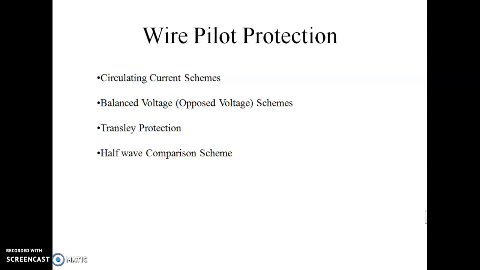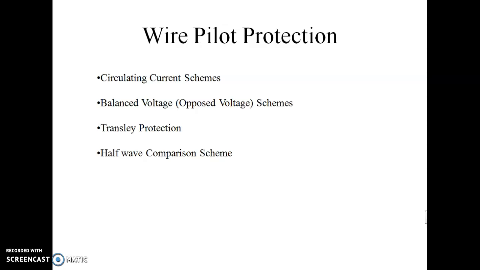For most considerations, it is used for around 15 to 30 kilometers, but the distance is usually limited due to the attenuation of the signal caused by distributed capacitance and series resistances. Okay, we have to see the cost of this. For short lines, wire pilot relaying is recommended. Slow speed overcurrent relays are employed for the short lines.